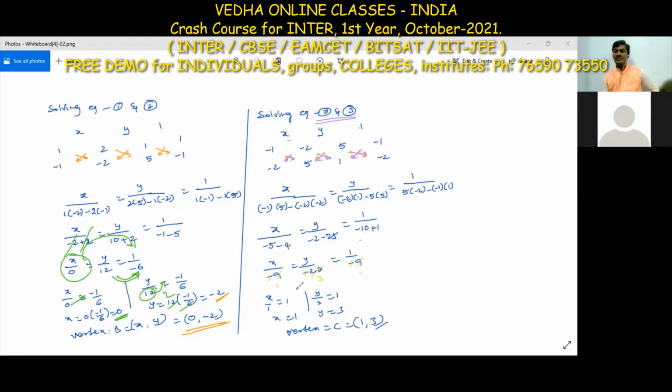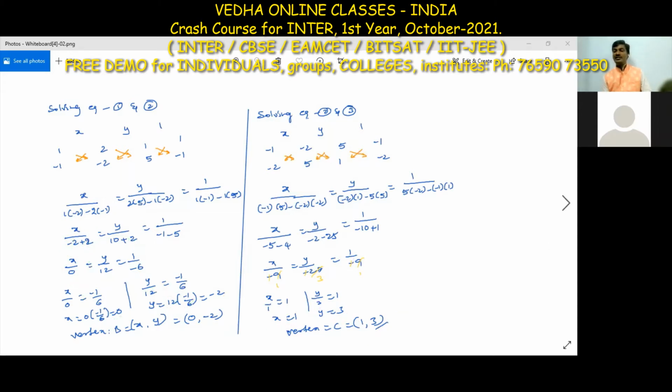Minus. So all these numbers are divisible by 9. So you can take the 9 table and cancel. 9 ones are 9, 9 threes are 27, 9 ones are 9. In all these numbers minus is common, so we can cancel all the negative signs. So that means x by 1 is equal to 1, x is equal to 1. And y by 3. So 9 3s are 27. So y by 3 is equal to 1. So y is equal to 3 ones are 3. So the point is 1 comma 3 here. 1 comma 3, this is the C point here.